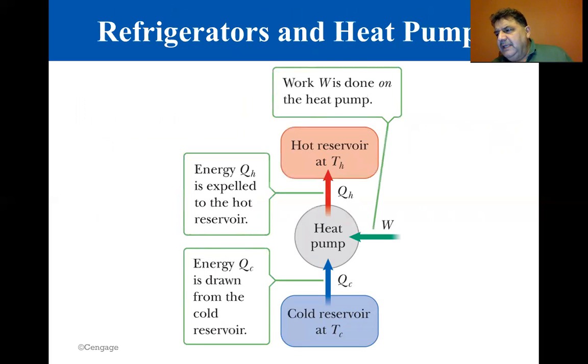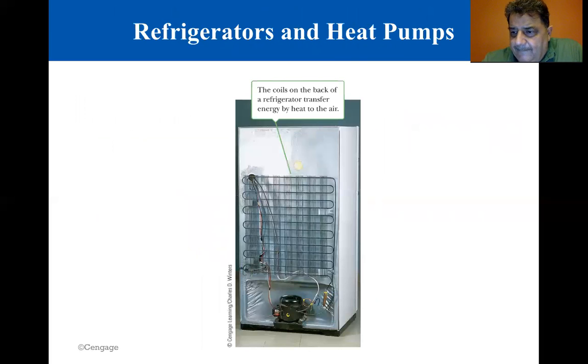Refrigerators and heat pumps. Heat engines can operate in reverse. In this case, energy is injected into the engine, modeled as work W in the figure, which results in energy being extracted from the cold reservoir and transferred to the hot reservoir. The system now operates as a heat pump. A common example of a heat pump is a refrigerator, as shown in the figure. Energy QC is extracted from the interior of the refrigerator and delivered as energy QH to the warmer air in the kitchen.